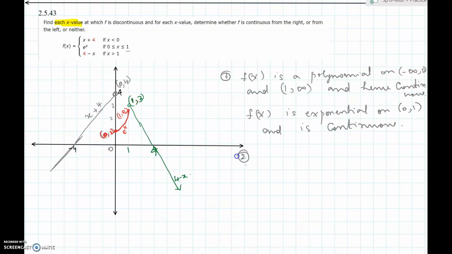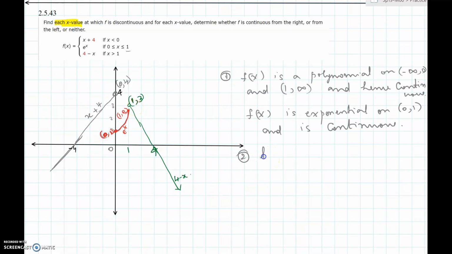Now, where is it discontinuous? From the definition of the graph, we can guess that it should be discontinuous at 0 and discontinuous at 1. We will prove it algebraically anyway. The graph also shows a discontinuity at 0 and at 1, so we will prove this algebraically, the calculus way.